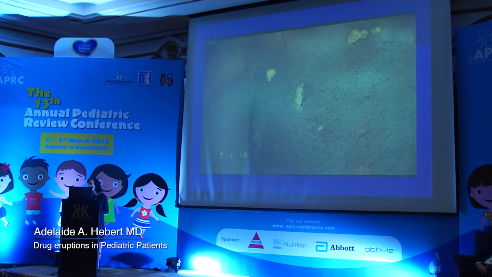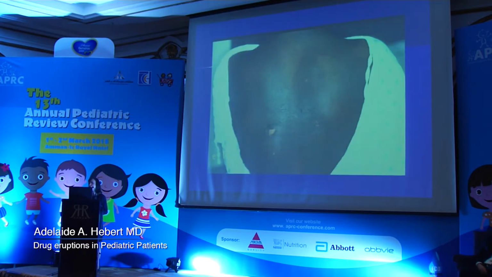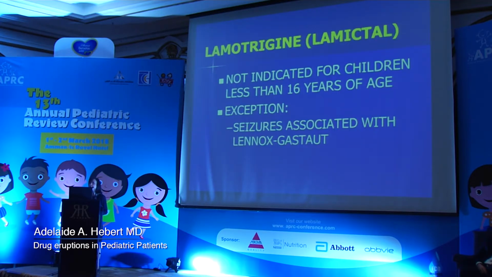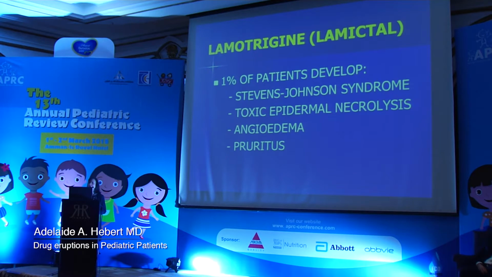Here's another patient with more mild toxic epidermal necrolysis. You can see full thickness necrosis of the skin, and this child was managed in a pediatric burn unit. Now, in the United States, lamotrigine is currently not indicated for children under the age of 16 years unless they have Lennox-Gastaut form of seizures. About 1% of all patients treated with lamotrigine develop Stevens-Johnson syndrome or toxic epidermal necrolysis. They also get angioedema and associated pruritus.